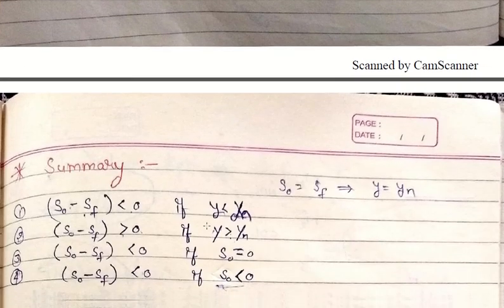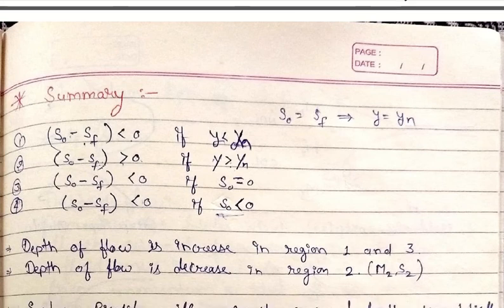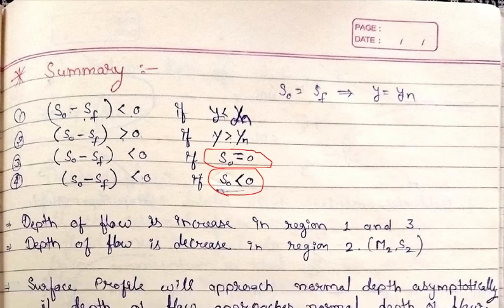Now the summary is here. We will see S0 - Sf, that means Sf is greater than S0, that means y is less than yn. S0 - Sf is greater than 0, that means S0 is greater than Sf, that means y is greater than yn. And S0 - Sf equal to 0 means the slope is horizontal. And S0 - Sf is less than 0 in another case, so here is the adverse slope. In the adverse slope Sf is greater than S0, and Sf is greater than S0 for horizontal.